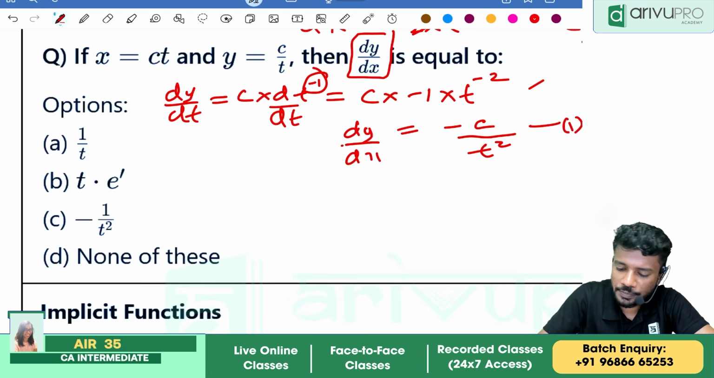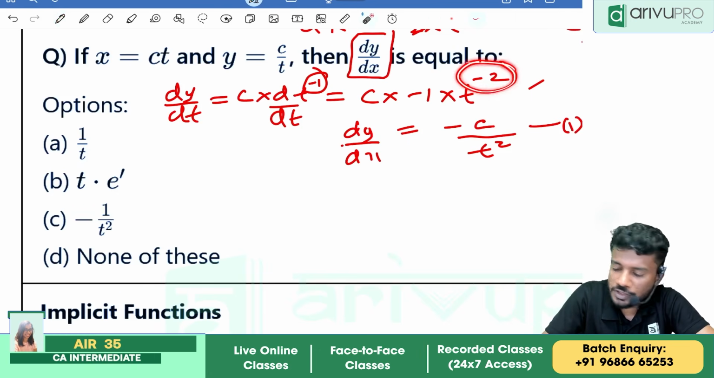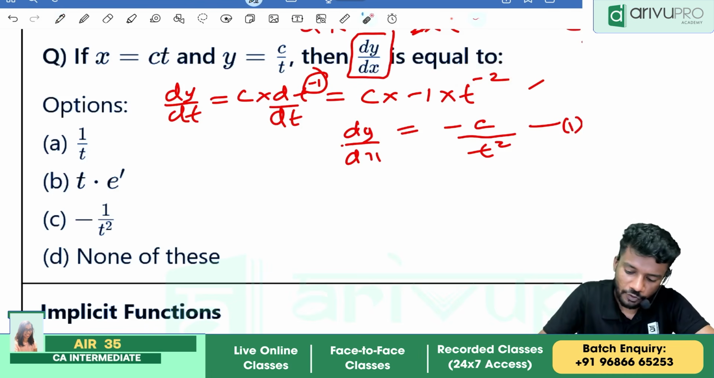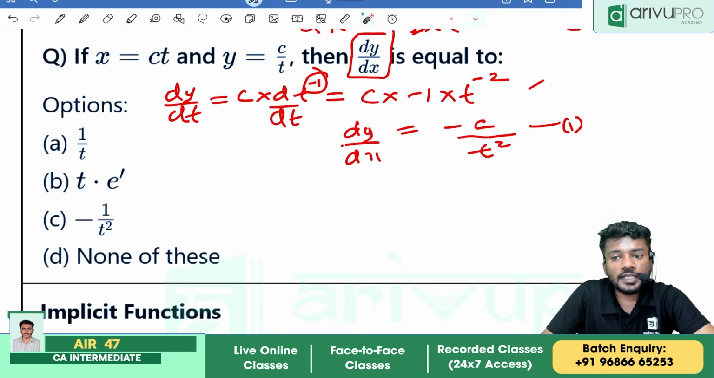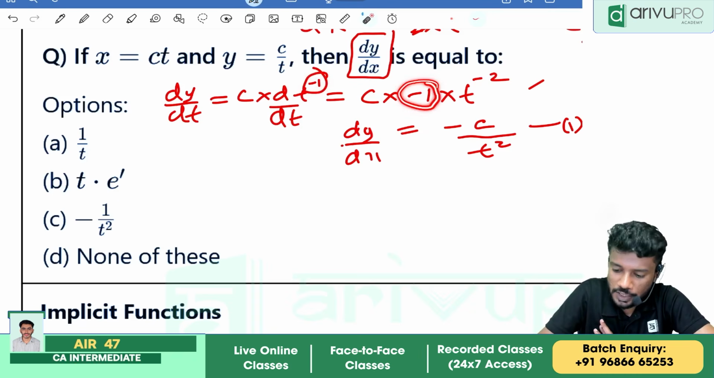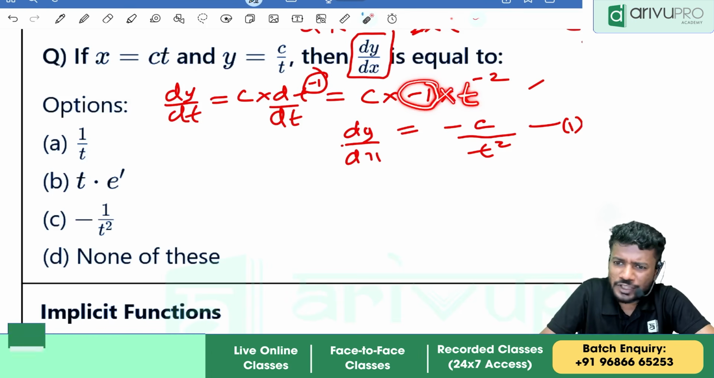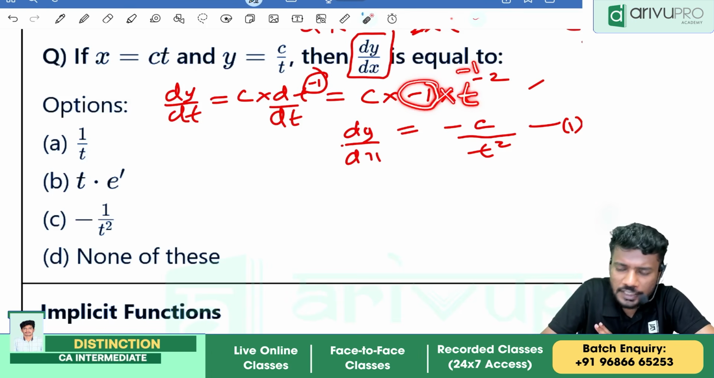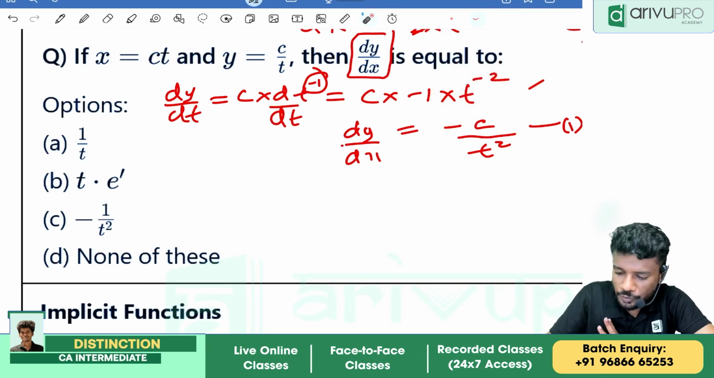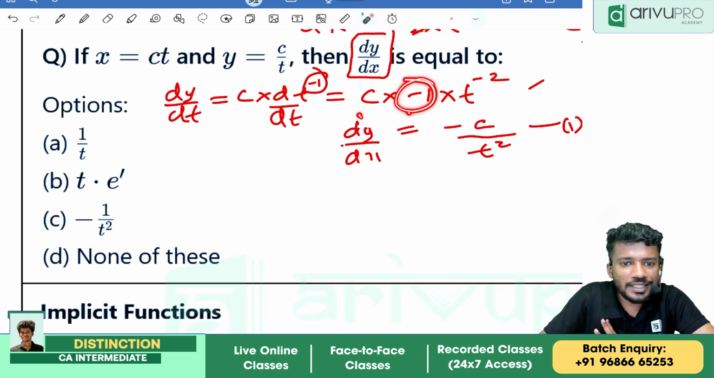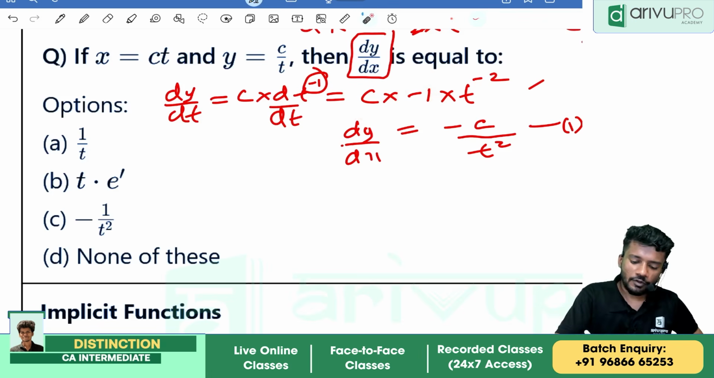Did you understand this step? How it became this? For example, here instead of n, who is sitting here? Minus 1. So what is the general form? n x raised to n minus 1. So here it is becoming minus 1 into, instead of x we are using t, so t raised to minus 1 minus 1. Instead of n, minus 1 is sitting. That's why it is becoming minus 2. So we are writing it as minus c divided by t square. Why minus c? Minus 1 into c is minus c. Then find dx by dt.